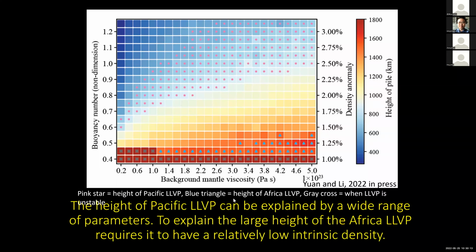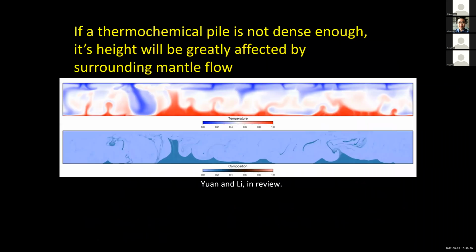Okay. So the take-home message is that the height of the Pacific LLVP can be explained by a wide range of parameters. However, to explain the large height of the African LLVP requires it to have a relatively low intrinsic density. And because the African LLVP has relatively low intrinsic density, we think it may be very unstable. So the next question we try to ask is, what will happen if a thermochemical pile is not dense enough?